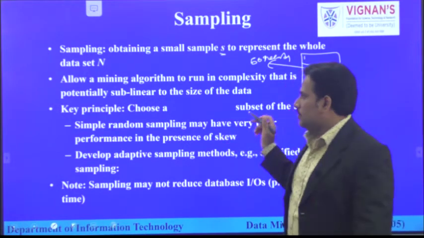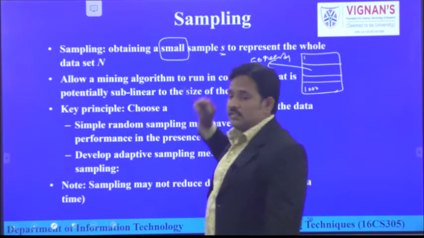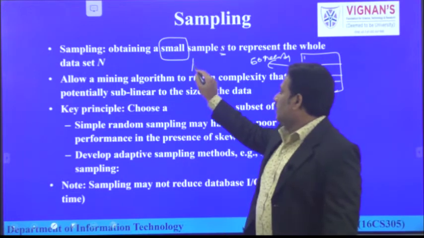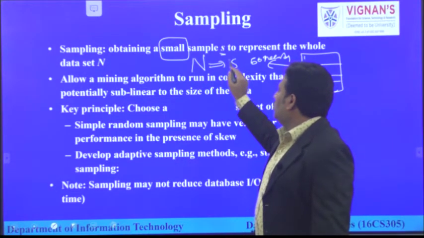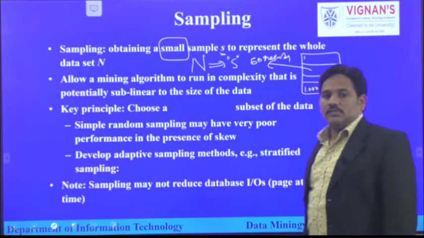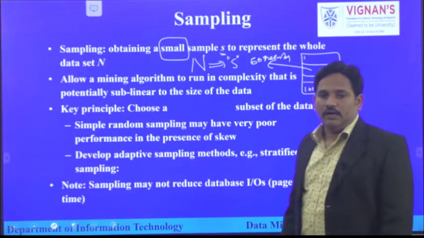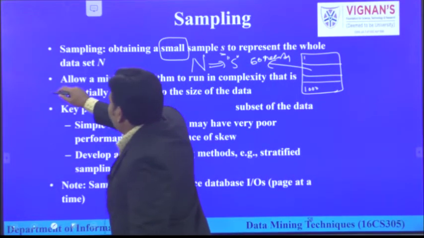But here we are focusing on sampling, which means we are taking a small sample from the large data set. If the large data set is N, from this N we are trying to derive a small number of samples. Now on this sample, we can apply our required analytical activity. Now what is the advantage of sampling?